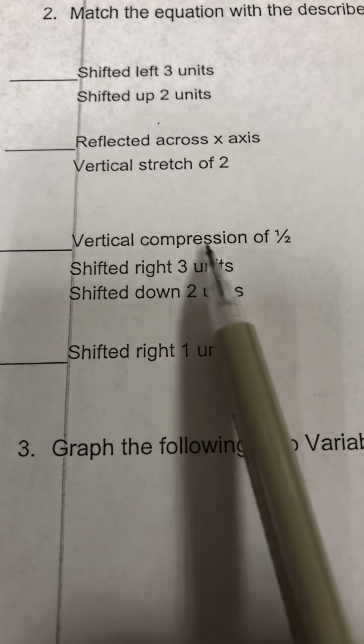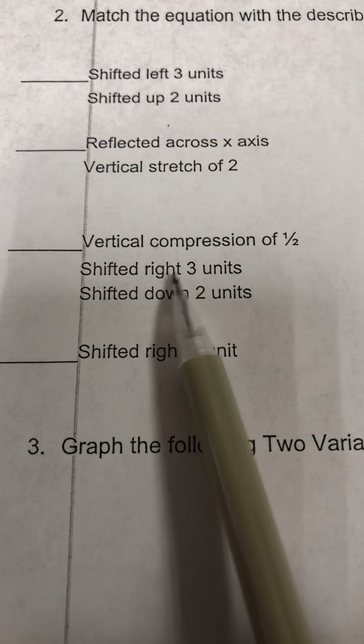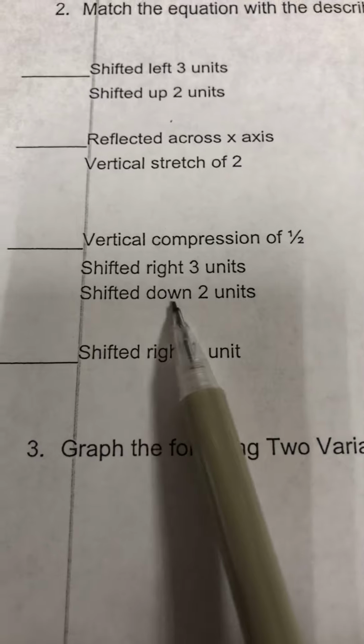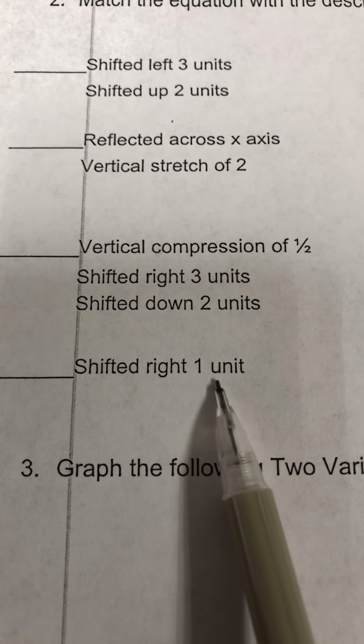Look for the one that has the vertical compression of a half. Okay, that's going to be pretty easy. Shifted right 3 units, and then shifted down 2 units. And then look for the one that's just simply shifted right 1 unit.